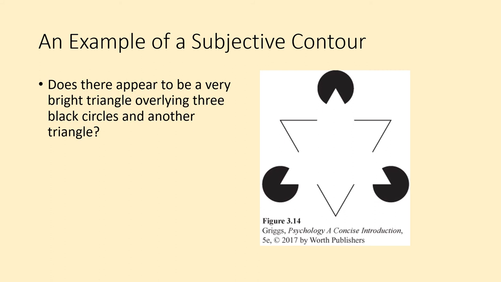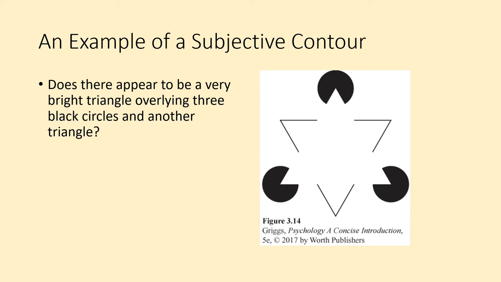This is an example of a subjective contour. Does there appear to be a very bright triangle overlying three black circles and another triangle? Well, I hate to break the news to you. This brighter appearing triangle isn't really there. It is a subjective contour created by your brain in its perception of the three black circles with a chunk missing, the three Pac-Man-like characters.